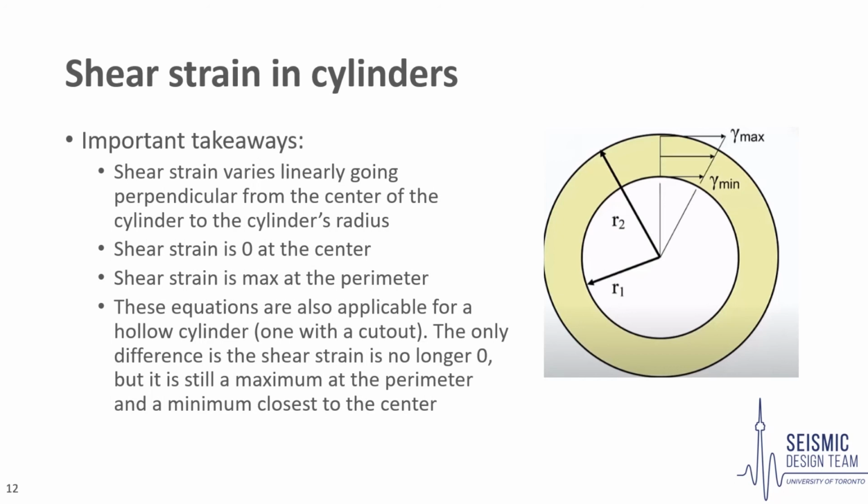The shear strain equation is also applicable to a hollow cylinder, that is, a cylinder with a cutout, as seen in the figure. The minimum shear strain occurs at the distance closest to the center of the cross-section, and the maximum shear strain occurs at the distance farthest from the center of the cross-section, which is the same as before. In this case, these are denoted as R2 and R1 on the figure here, with R2 being the max and R1 being the minimum.